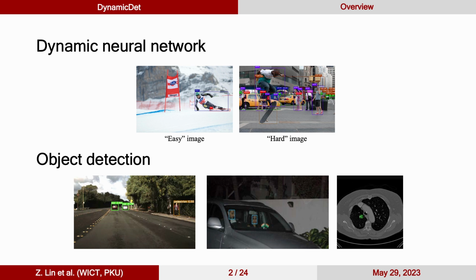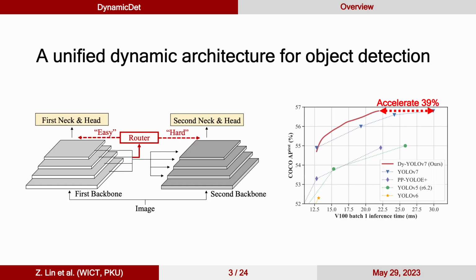However, it is challenging to design a powerful dynamic detector because of no suitable dynamic architecture and exiting criterion for object detection. To deal with these issues, we first design a dynamic architecture for the object detection task, with an adaptive router to choose the best route for each image.